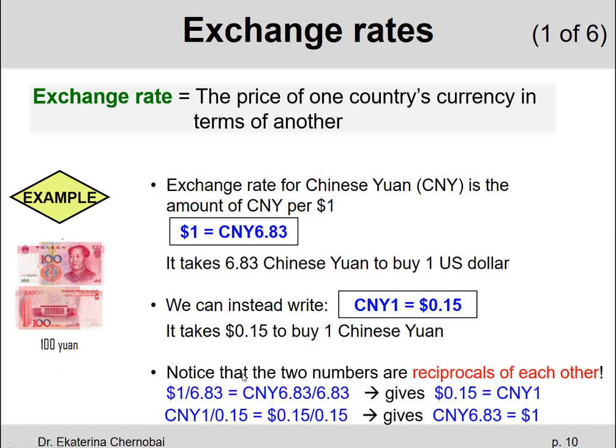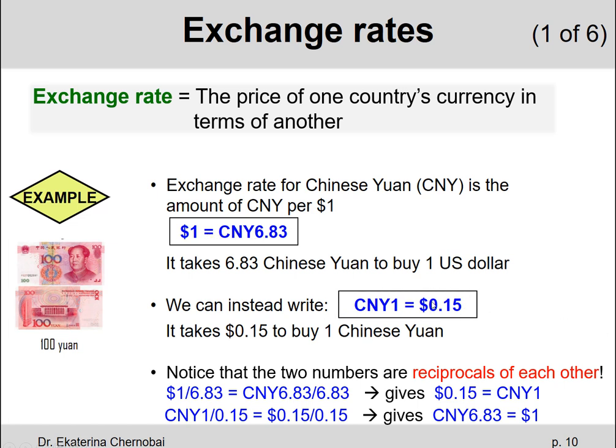So you can notice that the two numbers, for example, 6.83 and 0.15, are related in a reciprocal way to one another. For example, we can also go back from the second expression, 1 Chinese yuan equals 0.15 of a dollar, to the first expression, $1 equals 6.83 Chinese yuan.